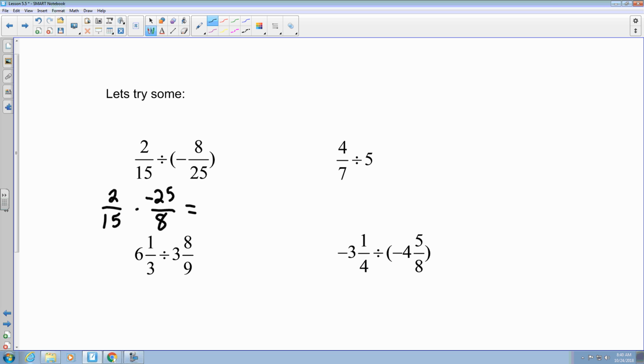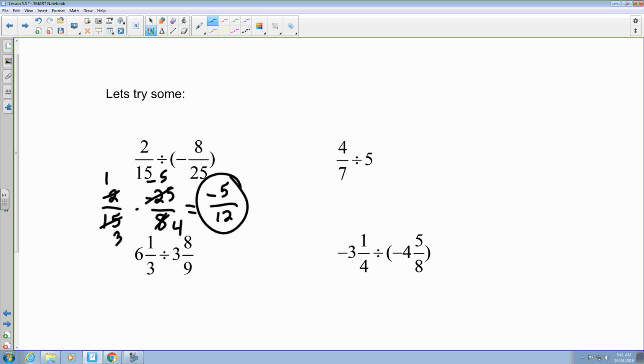And then we can do exactly the same things we did in 5.4. We can reduce where we need to. 2 and 8, both of them are divisible by 2. This becomes 1. This becomes 4. 15 and -25, 5 they're divisible by, so this is -5. And this is 3. So this turns out to be -5 on the top and +12 on the bottom.